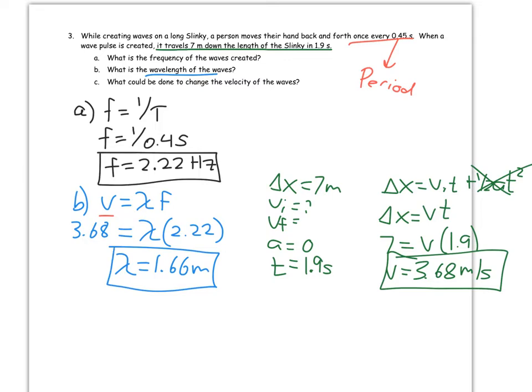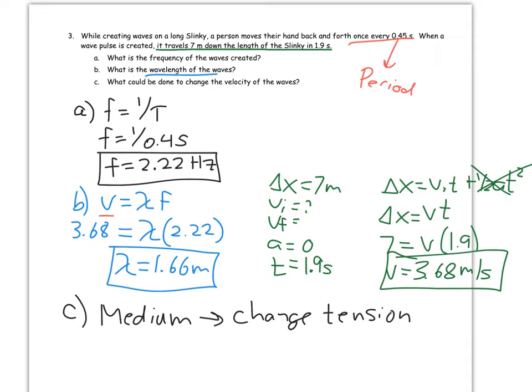Last question here, we want to know what could be done to change the velocity of these waves. And the key here is we need to change the medium. Once again, that's the only way to change the velocity. So a potential example would be we could change the tension in the slinky. That would be an easy way to change the medium, something about the slinky, what the wave's traveling through, which would ultimately change the velocity.